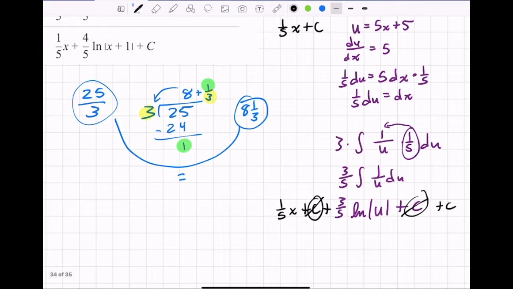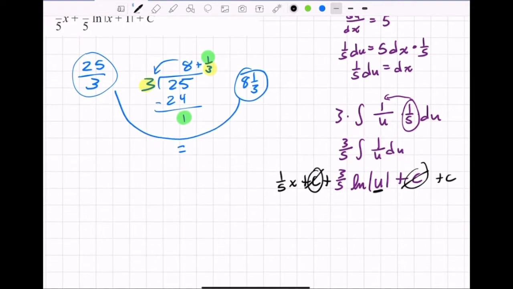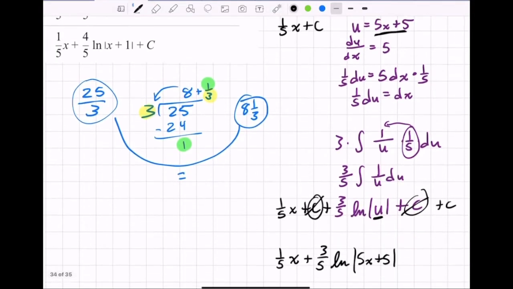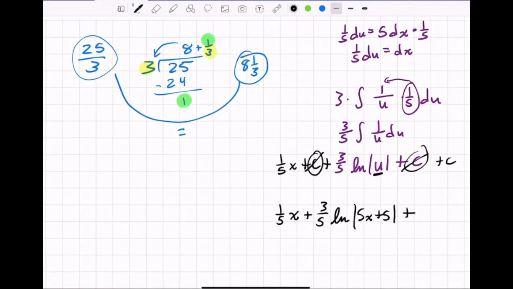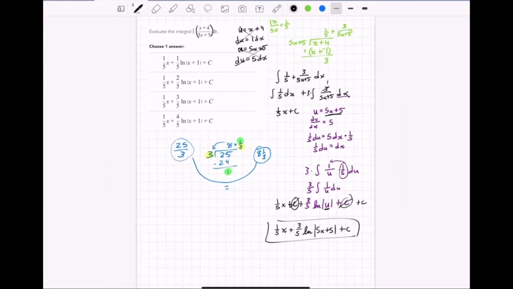We just have to rewrite our answer by taking out the u. Now we know what u equals. It's that 5x plus 5. So let's plug that stuff in. So we have 1/5 x plus 3 over 5 natural log of the absolute value of 5x plus 5. Ooh, let's double check that. Yeah, there it is. And then you have your plus c. And that is your final answer. And that was, my students, a lot of work. Let's see. This is our answer right here.